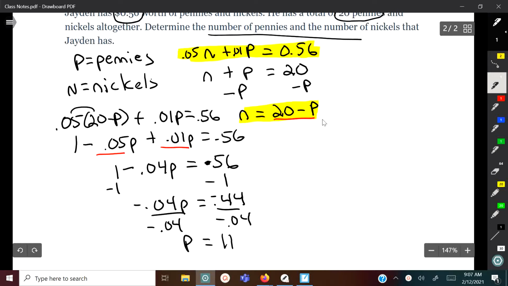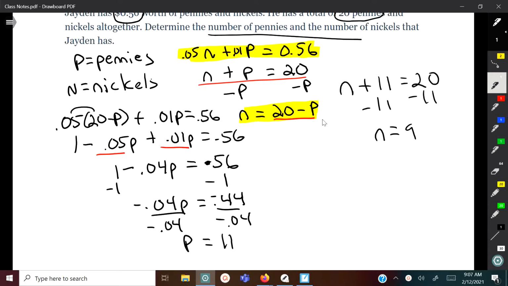Now, we're going to take that 11. That means we got 11 pennies, and we're going to plug it in to this equation up here. And I'm going to plug it into this original one right here. And I'll have N plus the P, which is now 11, is equal to 20. Subtract 11 on both sides, and N is equal to 9. So you got 9 nickels and 11 pennies.